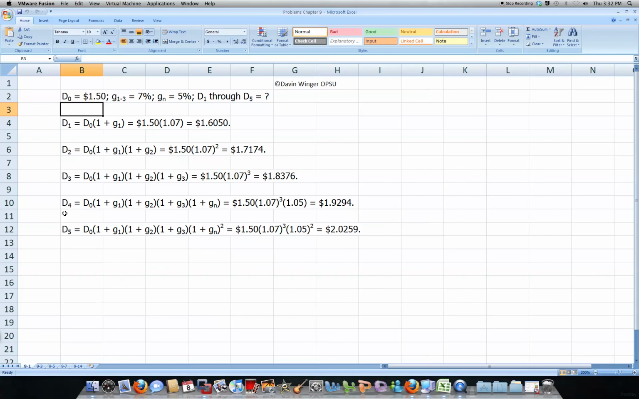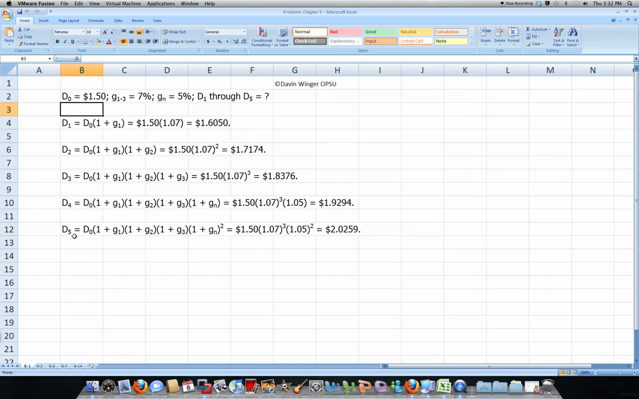Now the dividend for the fourth period is based on period 3, but then our growth rate changes to 5%. So now we have our dividend at time 0 times 1 plus the growth rate to the third power for the first 3 years, then times 1.05 for the next year. So here's our dividend at year 4.